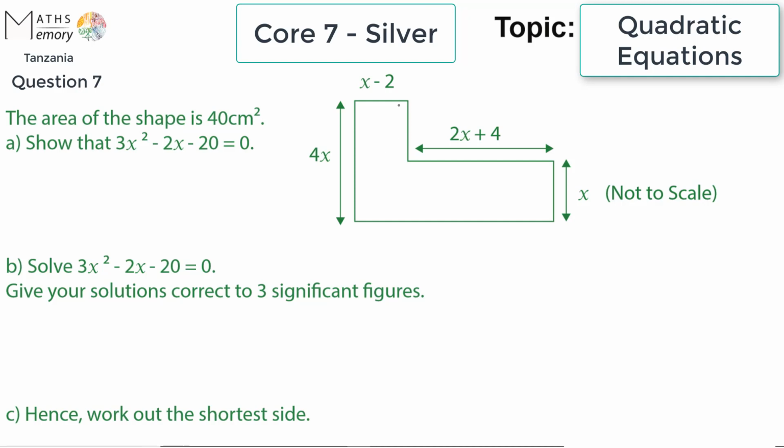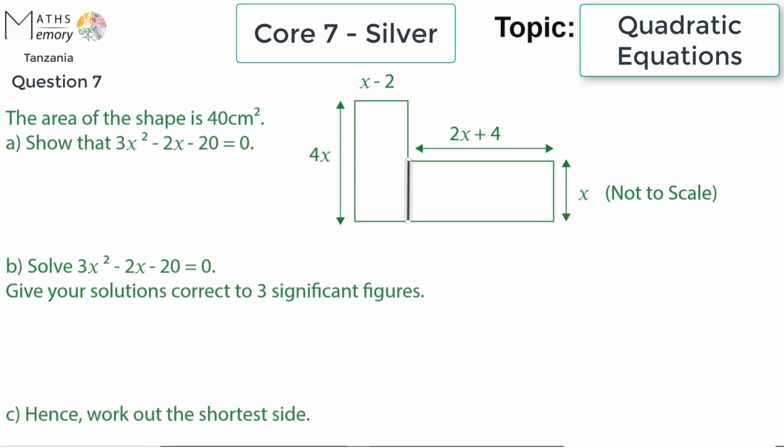So this is called a compound shape, and the question says the area of this shape is 40 centimeters squared. Show that 3x squared minus 2x minus 20 equals 0. So let's try to subsection this into 2 different shapes. It doesn't make a difference where it is. We'll do it over here, but we could well do it on the other side as well.